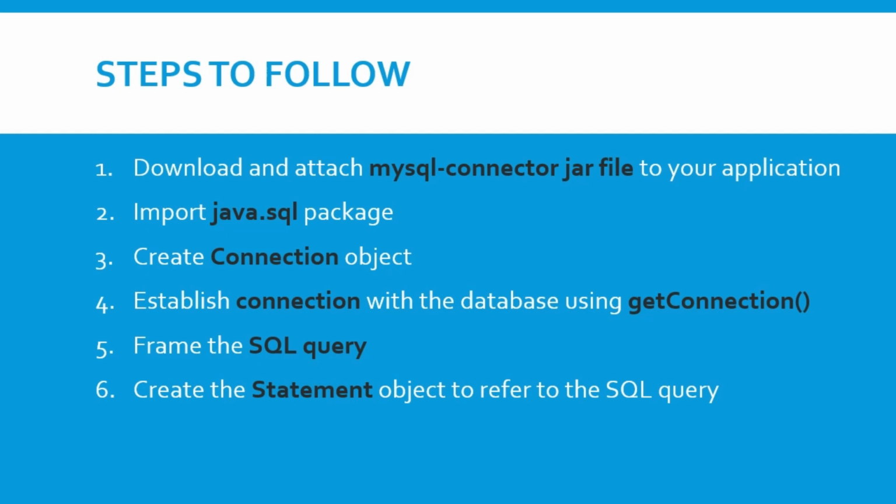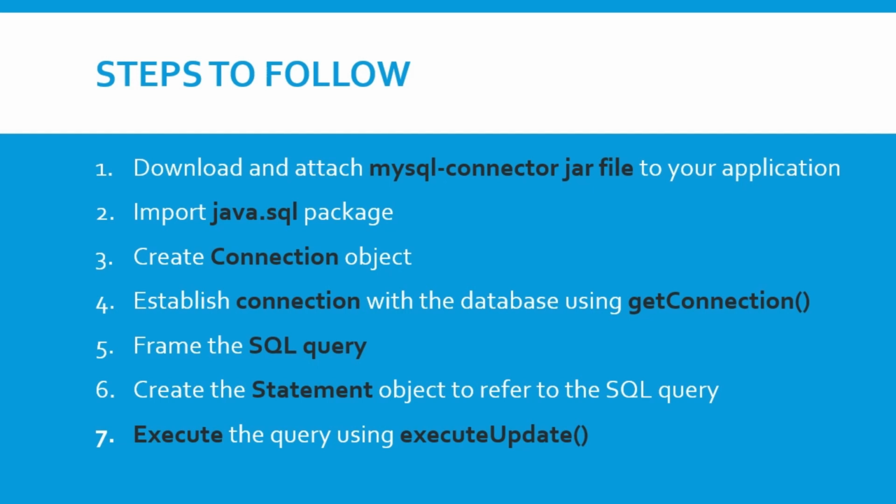Before executing the query, we have to create an object for the Statement class, because this Statement class consists of the execute methods that can be used to execute the different SQL queries. The Statement class is available inside the SQL package. After creating the object, we have to execute the query using the executeUpdate method. There are different execute methods: execute is there, executeQuery is there, executeUpdate is there.